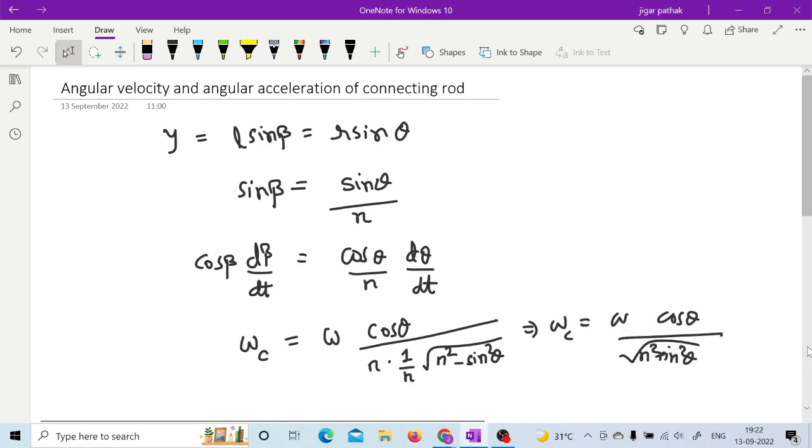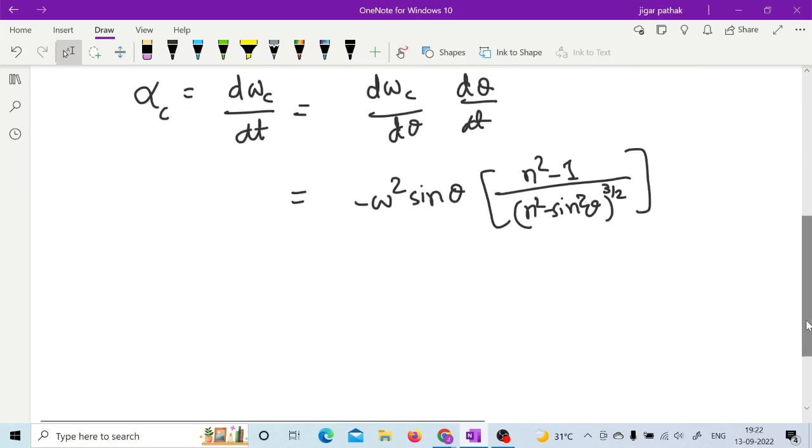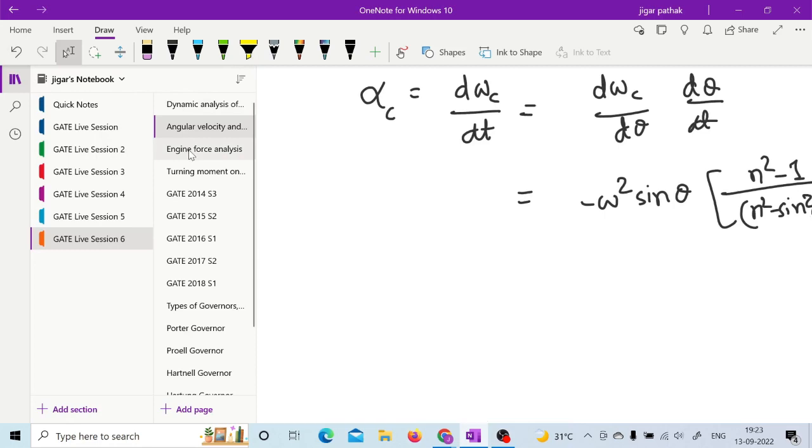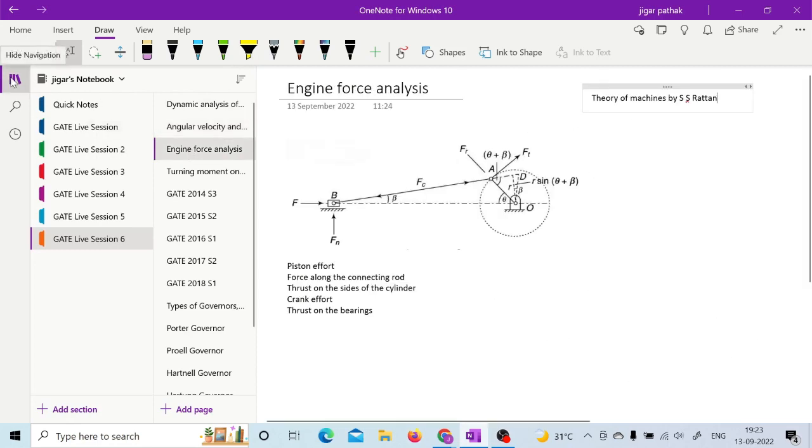So now can I move to this one? Here I have not written the intermediate steps, but you can follow the intermediate steps and you will reach this angular acceleration of connecting rod, right? Okay, so once you are done with this, then we can see the various forces acting in this piston and in this engine, right?